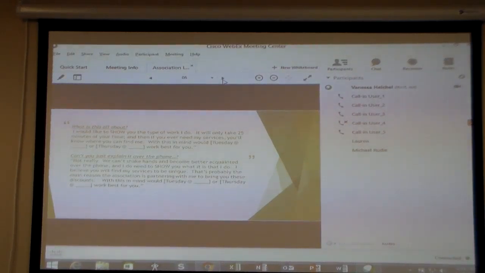So now I've got objections because we all know they'll come, right? People aren't interested if they don't object. People will object. At least that means they're thinking about it, so take that as a positive sign. What's this all about? Well, what I'd really like to do is just show you the type of work I do. It's only going to take about 25 minutes, and then if you ever need our services, you'll know exactly where you can find me. With that in mind, are mornings or afternoons better? Or Tuesdays and Thursdays better?